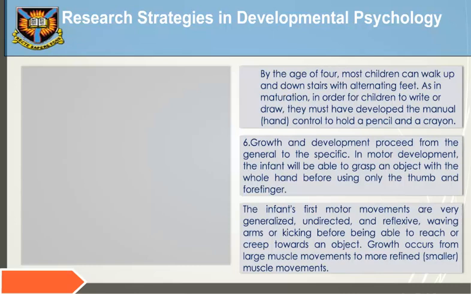As in maturation, in order for children to write or draw, they must have developed the manual hand control to hold a pencil and a crayon.